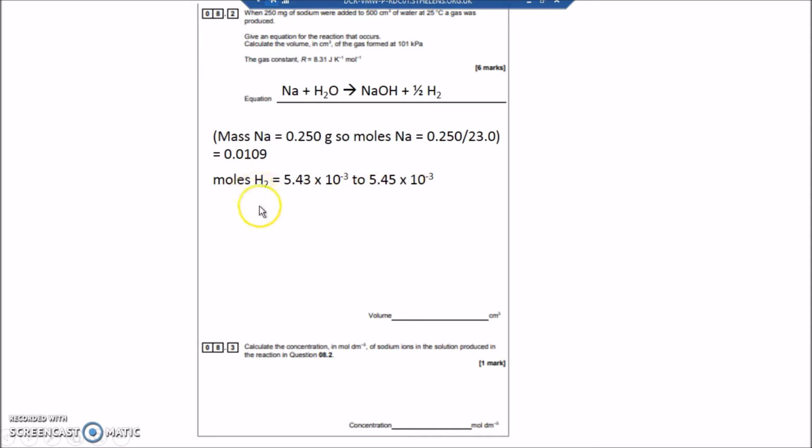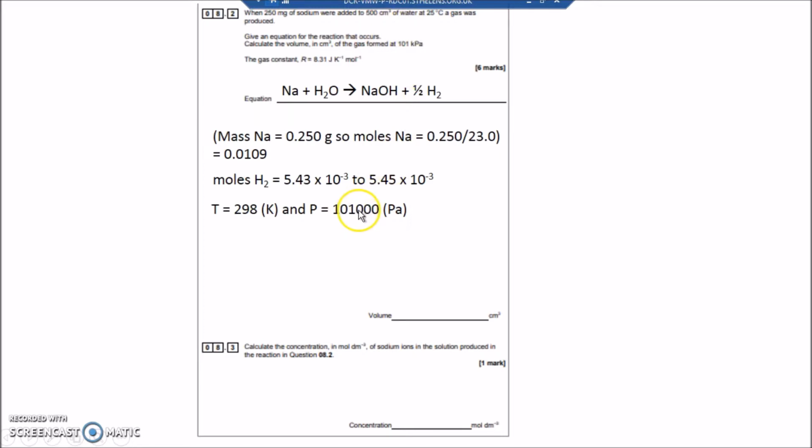Okay. Next thing then, we can use PV equals nRT. We've got a clue because we've got R. So PV equals nRT. What do you need? Pressure has got to be in pascals. 101 kilopascals. So to get that down into pascals, then we multiply by 1,000. So a large unit value into a small unit value, you multiply by 1,000.